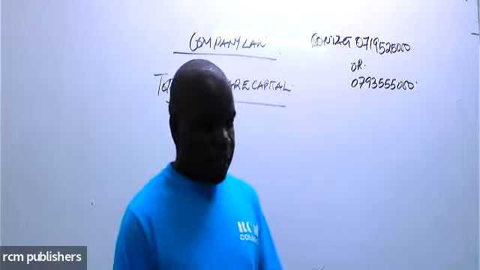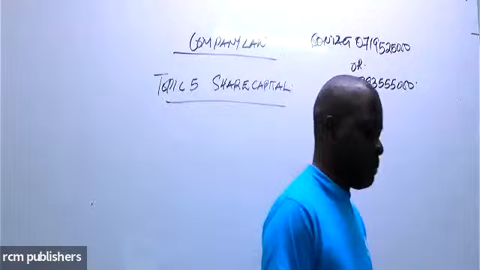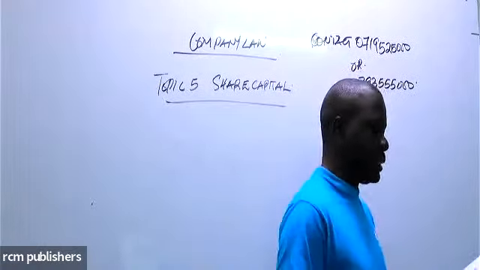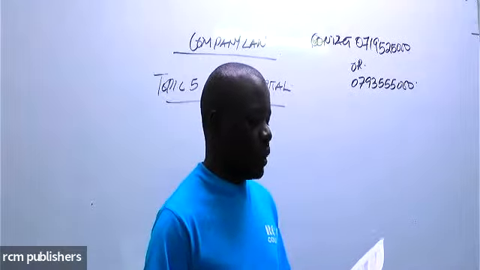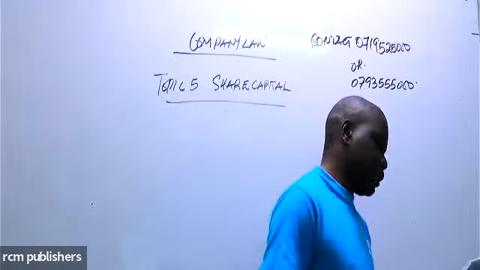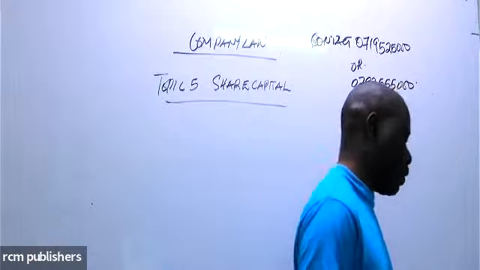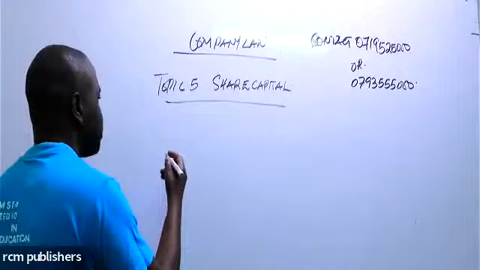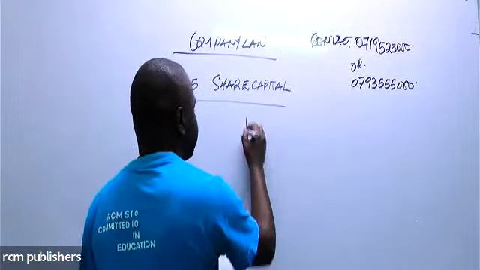So we left at the point where we were looking at a misleading prospectus. We said a prospectus that contains misrepresentation of facts is what we call a misleading prospectus. So we left at the point where we were looking at the remedies in case of a misleading prospectus.